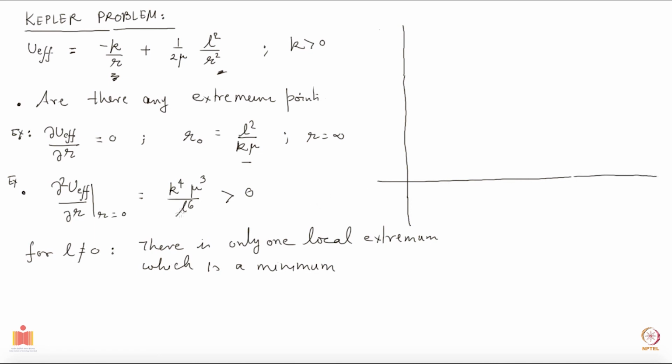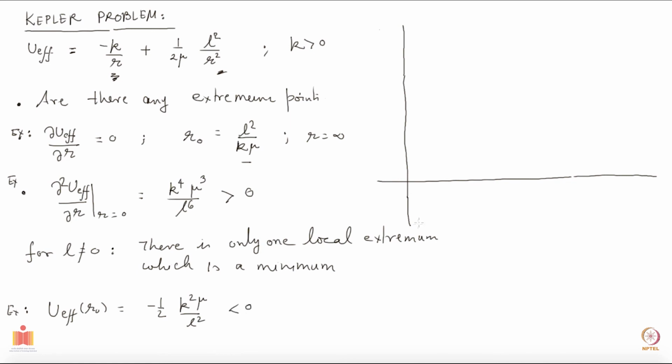Before that I should say something more. I should also give you a trivial exercise: find out the value of U effective at r equal to r naught, where the minimum is located. U effective at r naught is equal to minus half k square mu over L square, which is negative.